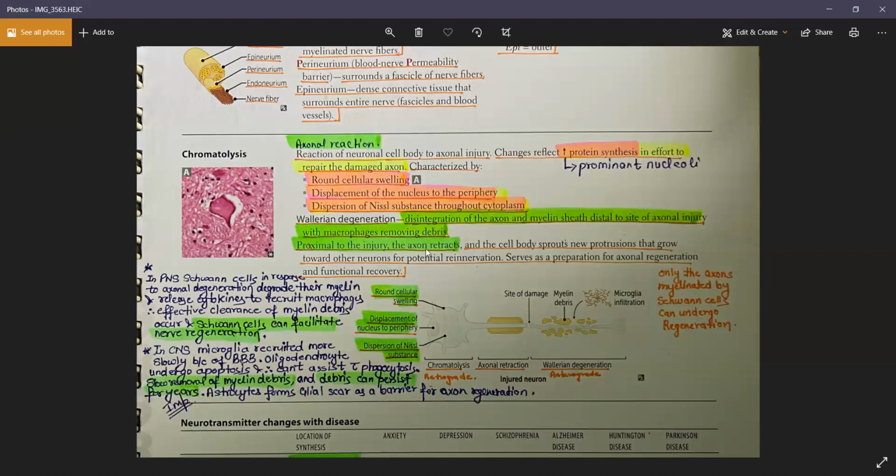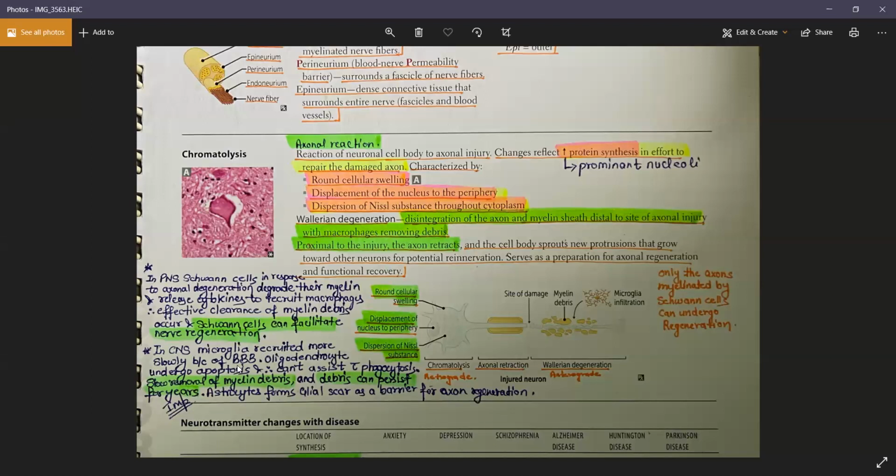So the Wallerian degeneration happens distal to the site of injury. Chromatolysis and the axonal reaction happen proximal to the site of injury, right? And please note, in the periphery only you can have this chromatolysis complete. In the CNS, because the microglia are recruited very slowly because of the blood-brain barrier.